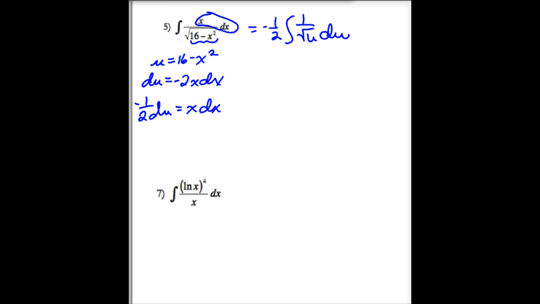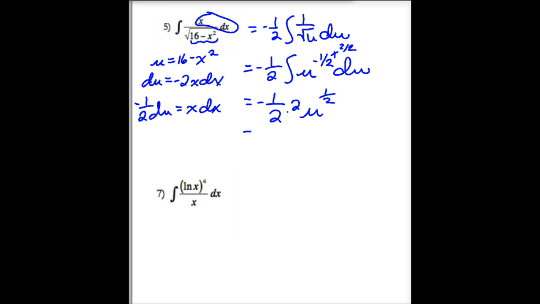This is not the natural log integral. This is actually an old one that I could have put on the chapter 4 test. This is the power rule, where it's u to the negative 1/2 that I'm integrating. And remember, to do that, I add 1 disguised as 2 over 2 and then divide by that exponent, which would end up being multiplying by the reciprocal. And what I end up with here is a negative u to the 1/2.